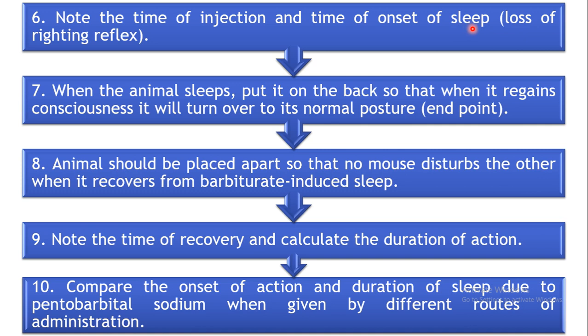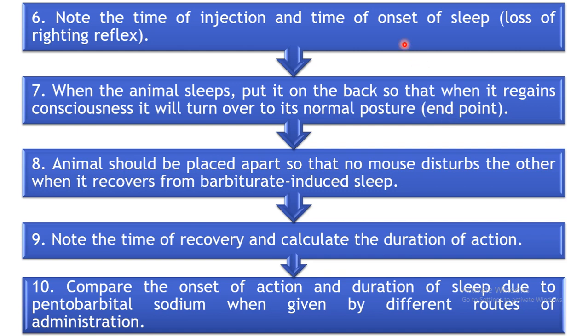So how will you come to know whether the animal is asleep? It loses its righting reflex. So that point is the onset of action, that is onset of sleep, which is induced by that particular drug. Now how do you identify the duration of action? The end point of the sleep is identified when the animal corrects its posture. When it regains consciousness, the animal will turn over and come back to its normal posture. So this indicates the end point.